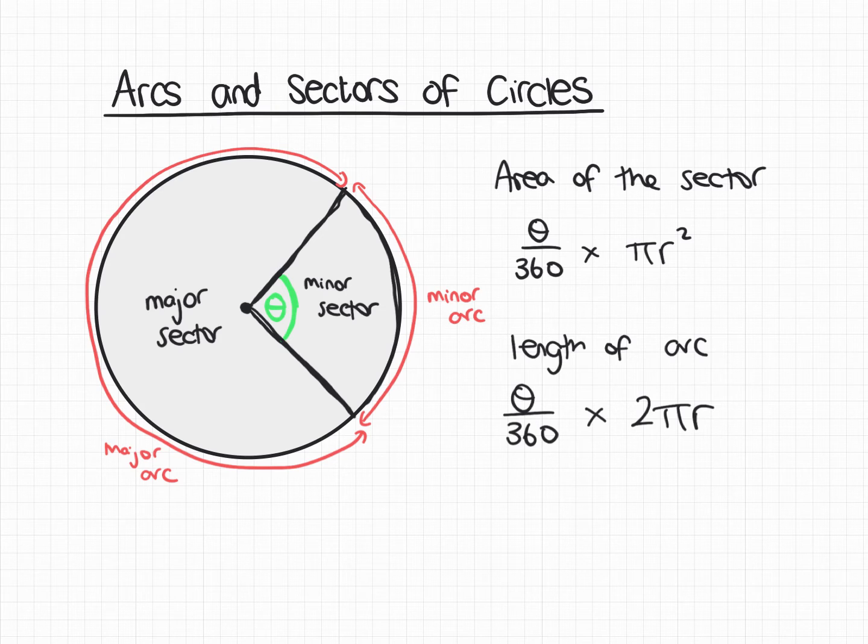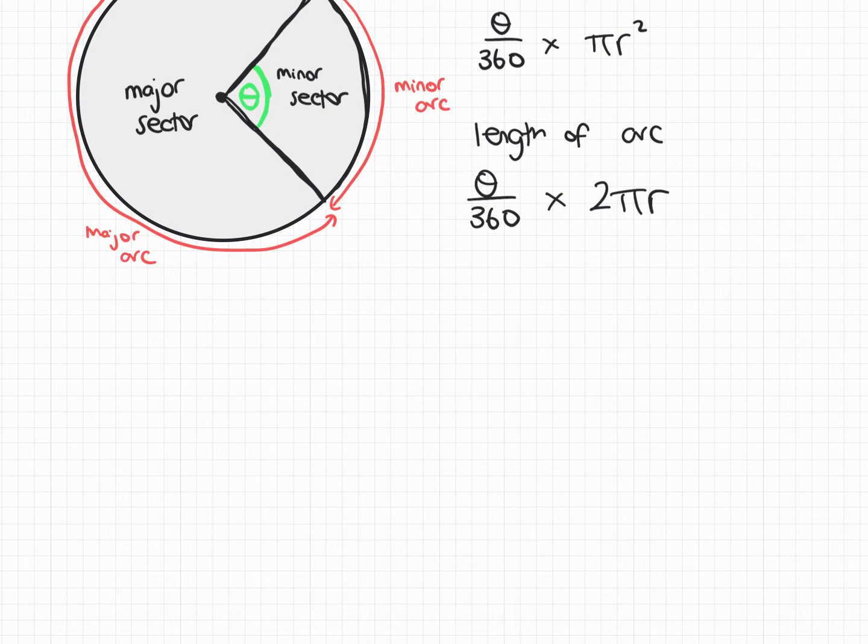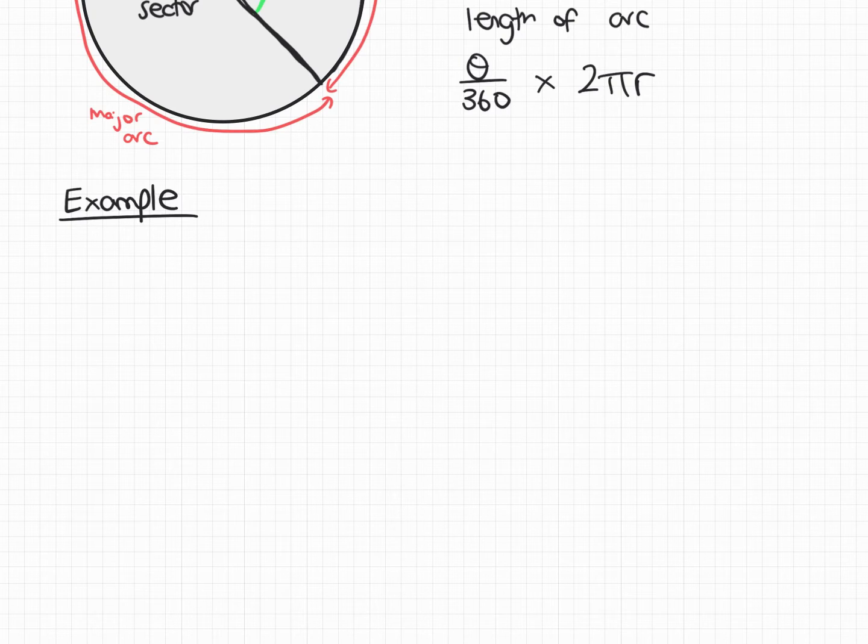Okay then, let's look at a quick example of how we would use this. If I had a sector of a circle, and the sector has an angle of 60 degrees, say, and a radius of 3 centimetres, and I want to work out the area and the arc length of this sector.